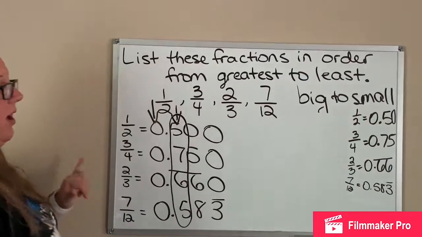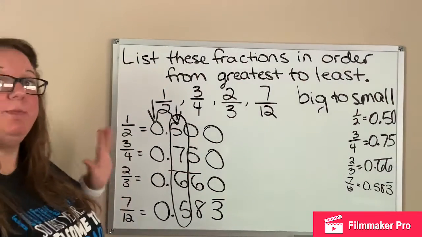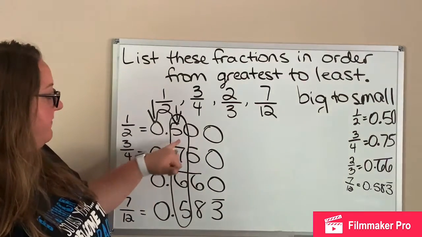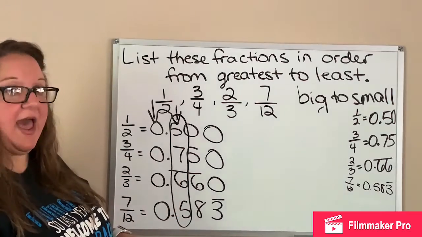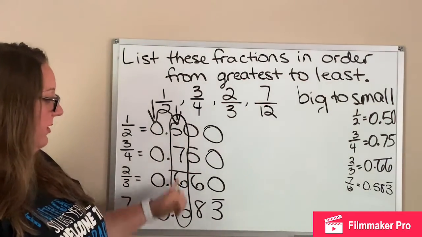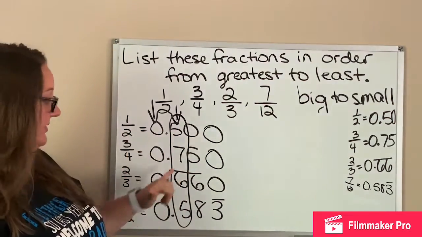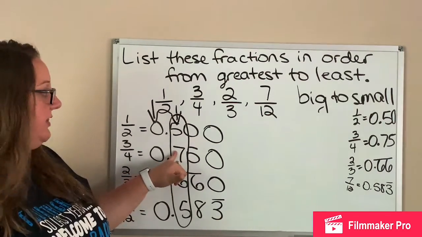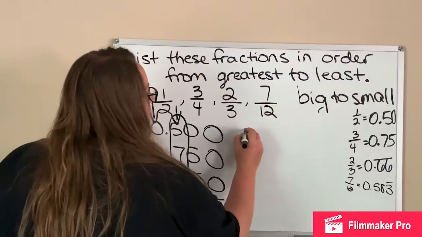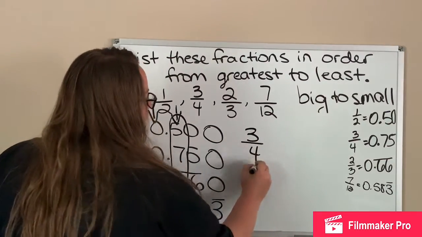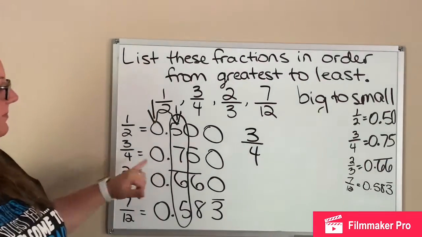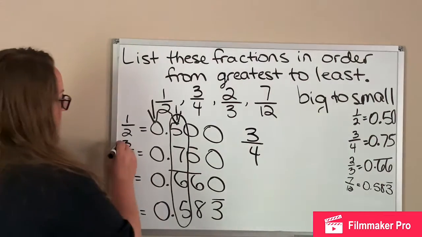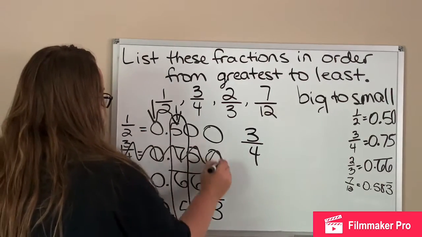Okay, now I need to know which one is the biggest. So I look at the 5, the 7, the 6, and the 5. Out of those 4 numbers, which number is the biggest? It is this 7 right here. So my biggest fraction that I have is 3/4. Okay, now that I've used that one, I'm going to cross it out. I don't need this one anymore.